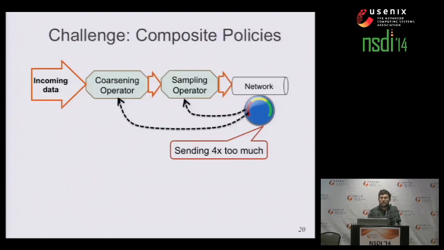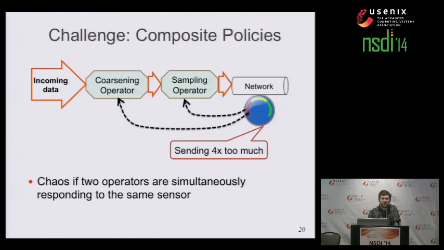Well, this won't work here. If you take that simple approach of just plugging the operators in, you have two operators that are both trying to respond to feedback from the same sensor. The consequence is chaos. This isn't a stable feedback loop. So what do we do?